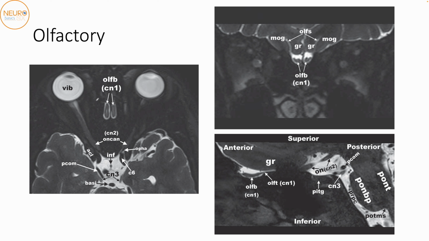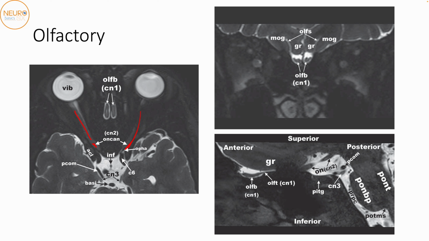So here on axial T2-weighted imaging, you can make out the olfactory nerves over here. And it is very clear from the CSF space around them, this is the olfactory cistern. You can also make out the optic nerve over here on both sides. This is the canalicular segment of the optic nerve. Posteriorly, if we look, we can even make out the third nerve.